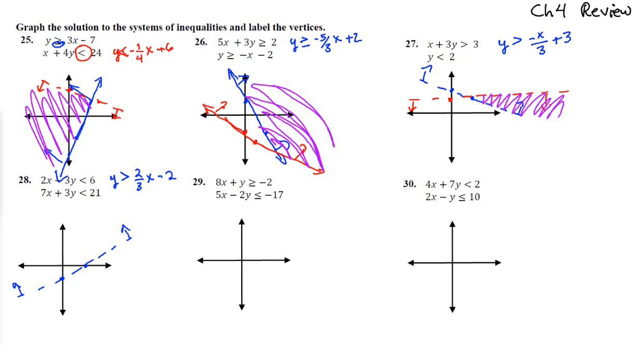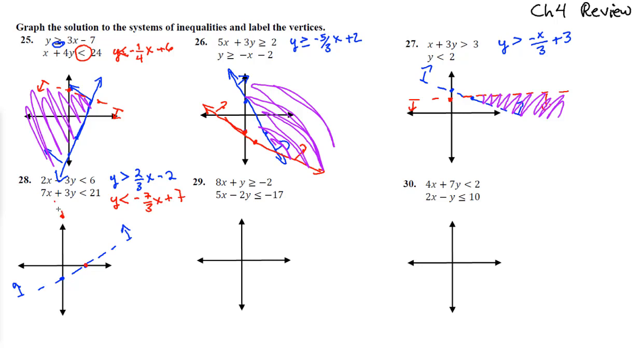Now the other one is 7x plus 3y is less than 21. So if we subtract 7x, we're going to have y is less than. We'll be dividing by a positive 3, so the direction will stay the same. Y is less than negative 7/3 x plus 7. Yeah, plus a 7 like that. So we are up here at positive 7, and then it goes down 7 over 3. Hey, that's probably going to land on the same point.